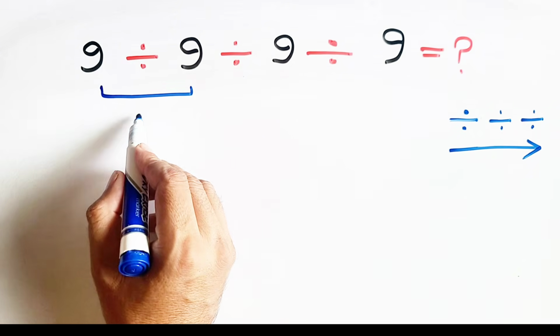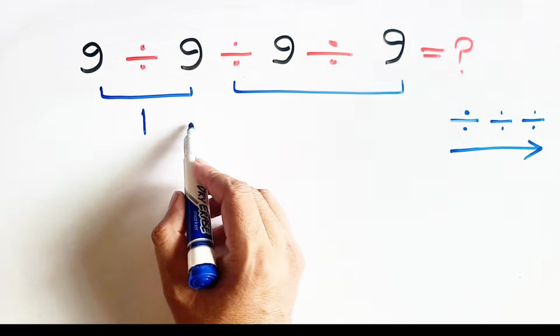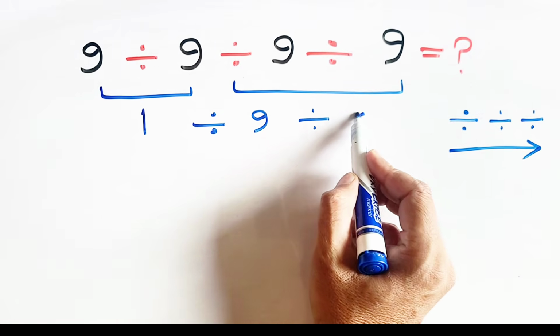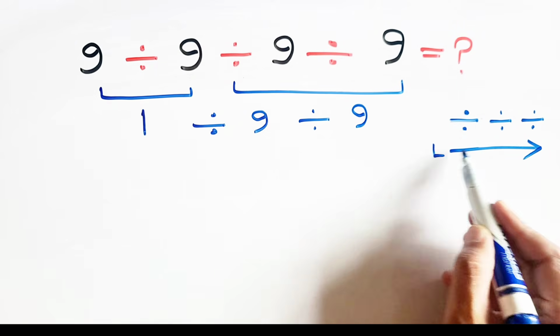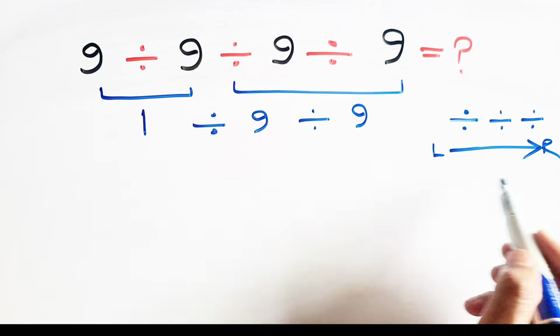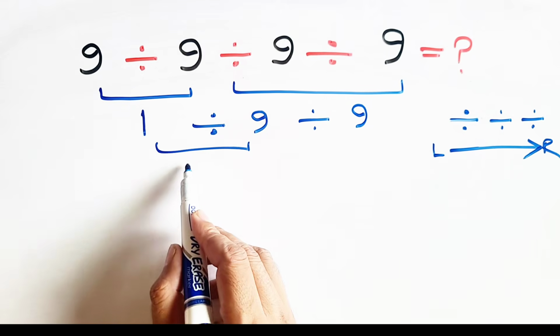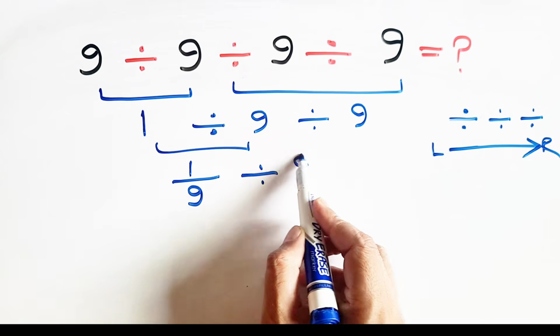9 divided by 9 gives us 1. Okay, all this portion is copied: divided by 9 divided by 9. Now solve this, because we have to move from left to right. So 1 divided by 9 is now our target, which can be written as 1 over 9 divided by 9.